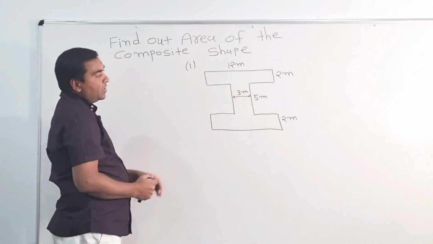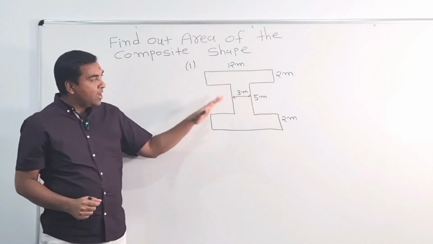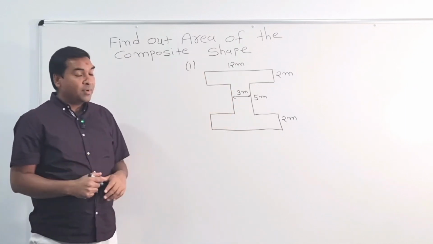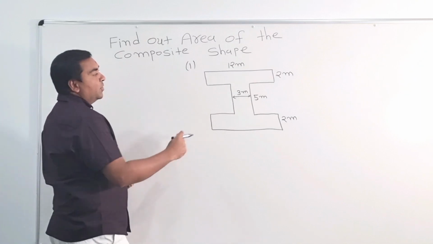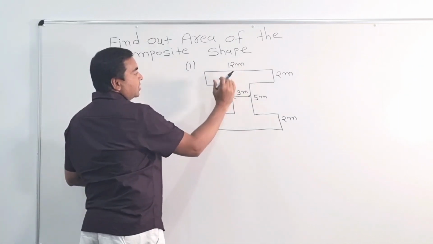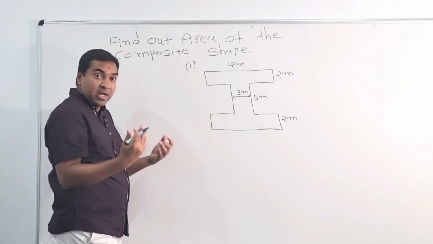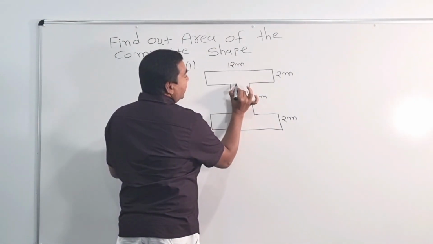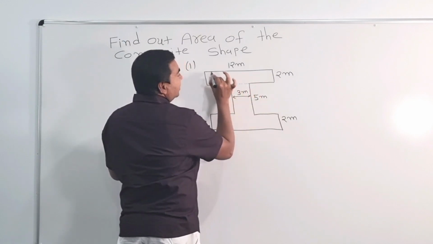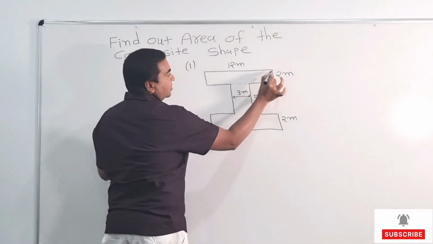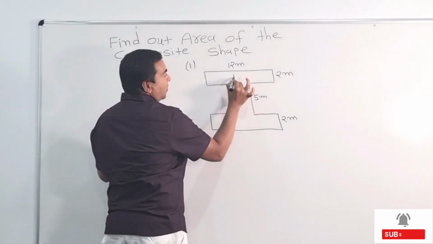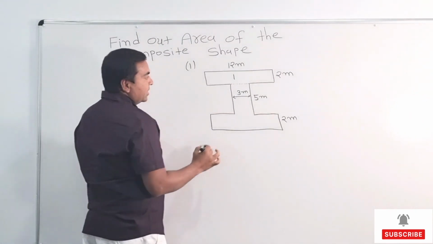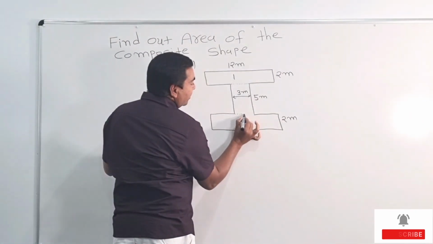If I want to find this area, I cannot find it directly because we do not have any area formula for this I shape directly. But what we can do is convert this given shape into a couple of regular shapes. So I'll just make a dotted line here. This complete top bit is going to be my first part, which is a rectangle, and the rectangle area I can find out.